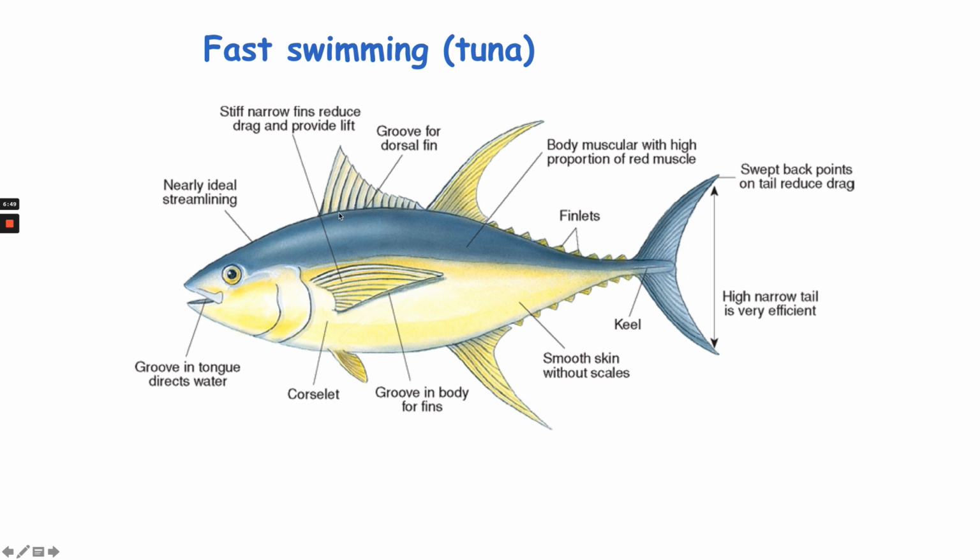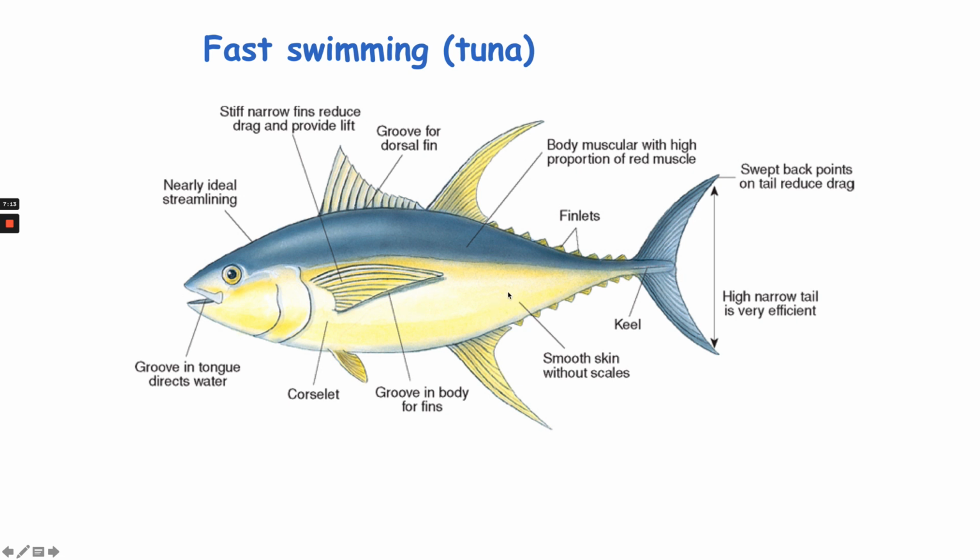Their dorsal fin has a groove that it goes down into, so they can fold their fins down into a groove to make them more streamlined. They have finlets and a keel on the side to help them steer. Their tail is swept back, very arched and high, so it's a very efficient tail for swimming.